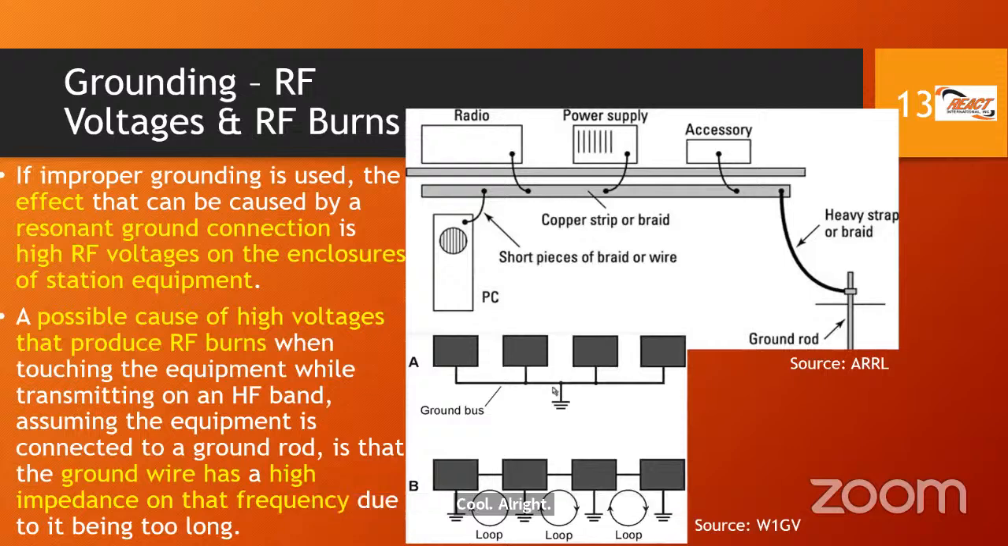Okay, so again, we're repeating these diagrams to show how we interconnect our equipment using these ground straps. We need to be aware that there's also a safety component to why we ground. It could be that there are either voltages or radio frequency present in our shack or in our radio room if we do not ground and bond appropriately. So one of the exam questions here is that if improper grounding is used, meaning that we do not ground properly, an effect could be that a resonant ground connection, high RF voltages on the enclosures of equipment may result.